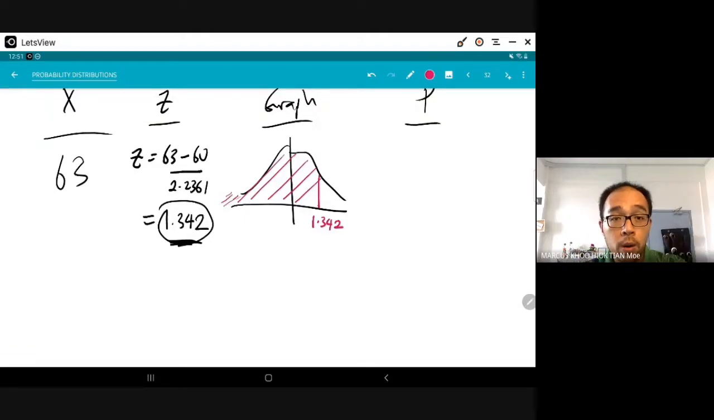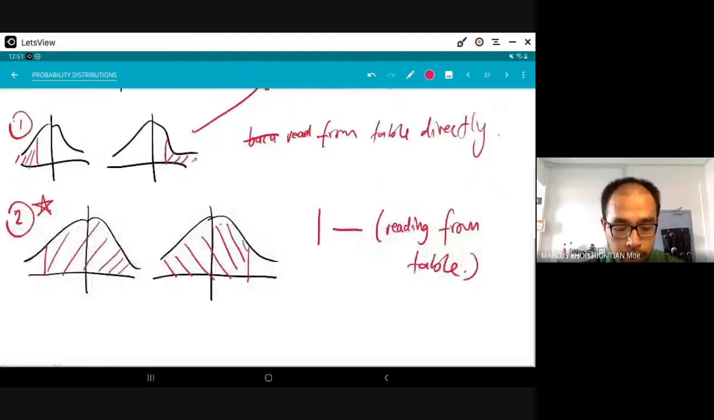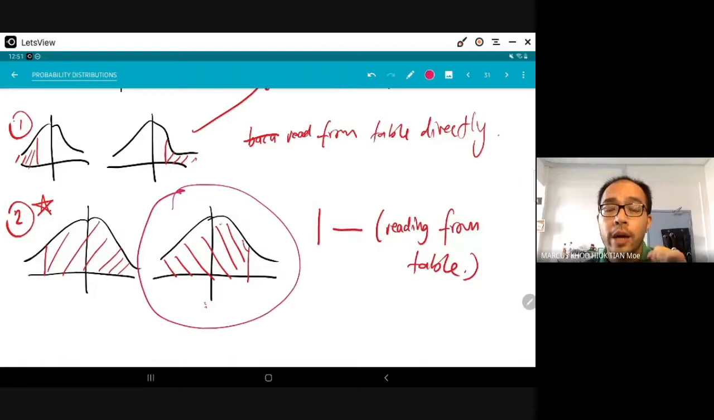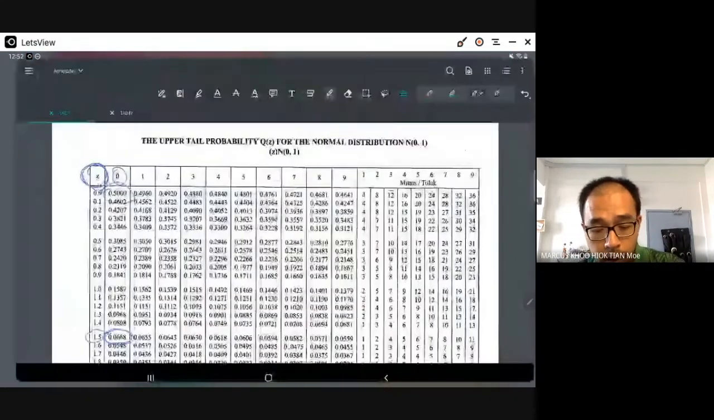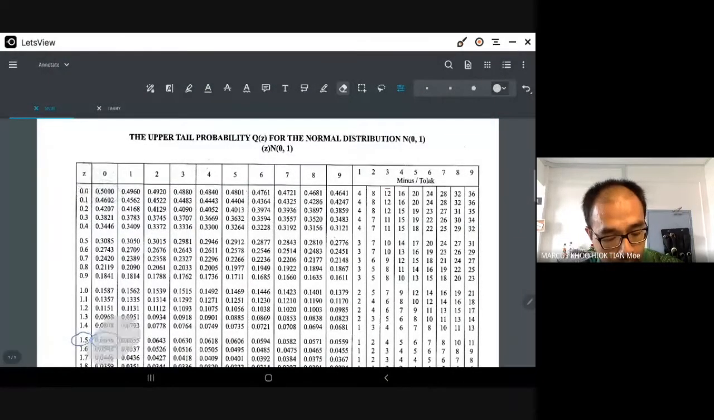1.342. Okay, so this is where it involves a little bit of this one. Take a look at the notes I gave you just now. Sekarang kita punya graph adalah mirip macam ni, kan? So we have to do an extrapolation. 1 minus the reading from the table. Okay, so what you do is, go to your table, take a look at 1.342. Okay, right, let's do this together. The Z value is 1.342.